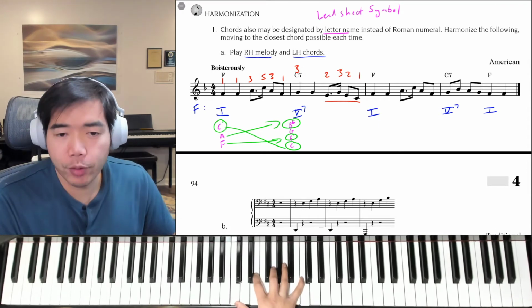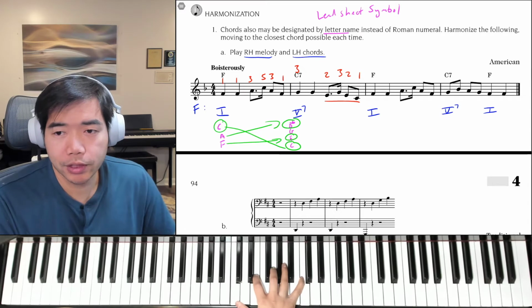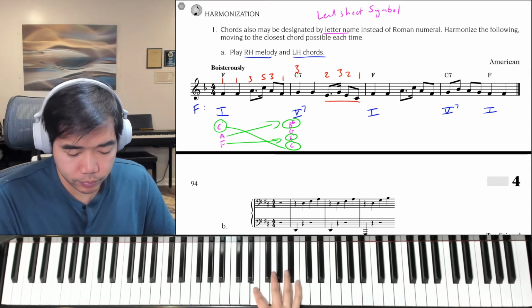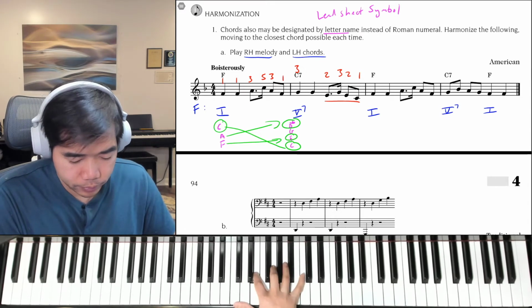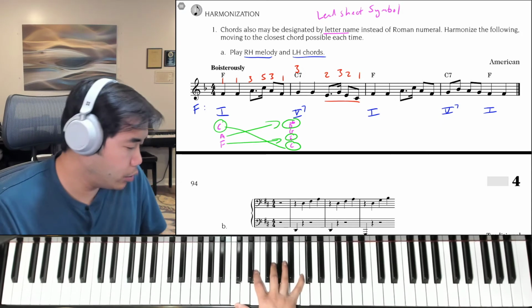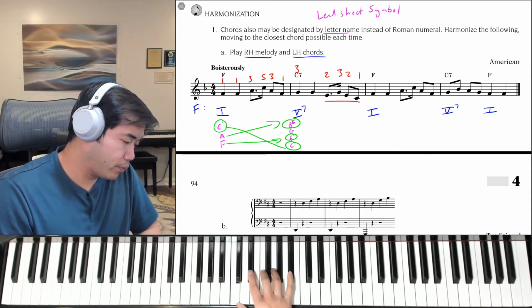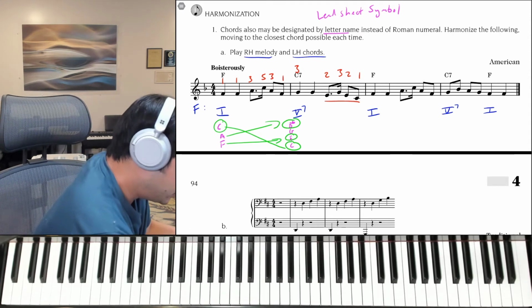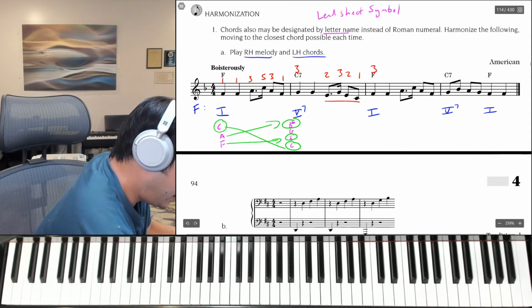I'm getting that from your arpeggio position for C major. Like that. Okay? That's going to be the second bar. 3, 3, 2, 3, 2, 1. And then we'll do 3 and then back to 1.